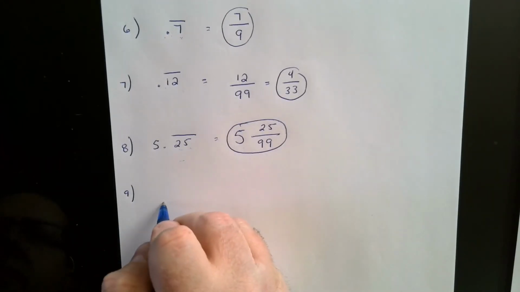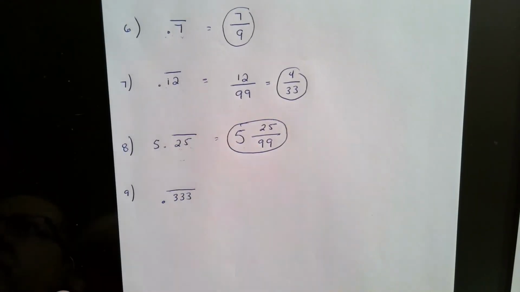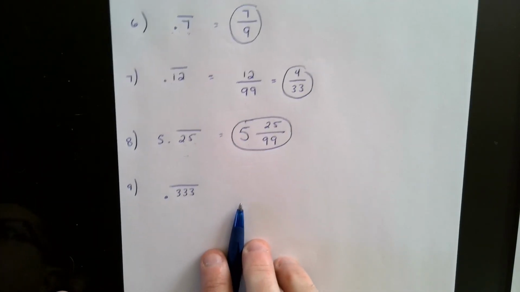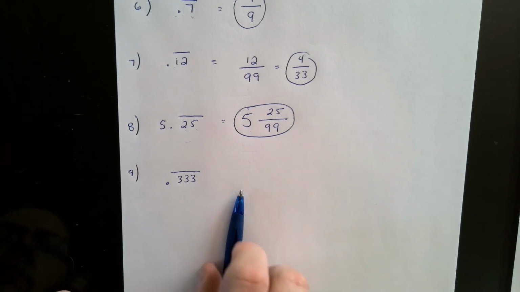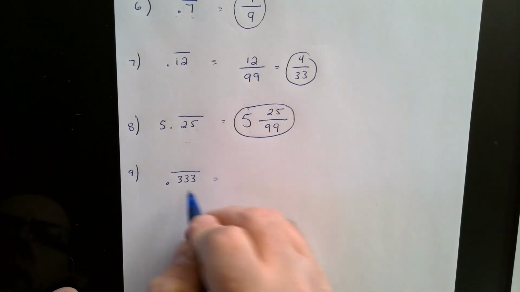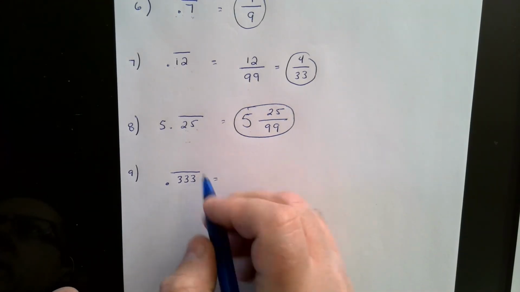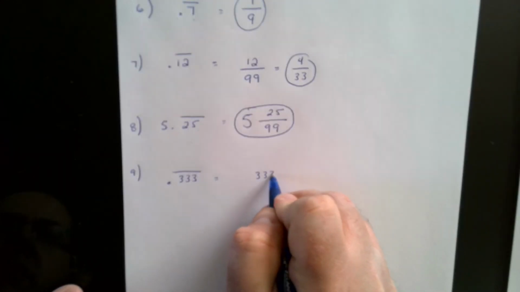Okay, let's look at one last one. Let's say we have 0.333 with the repeating bar. Let's turn that one into a fraction. There is no whole number, so we don't need to worry about putting a whole number in the front. This is the number behind the decimal. Now, it does look like there's one spot, but I'm going to use all three numbers. So let's say 333.